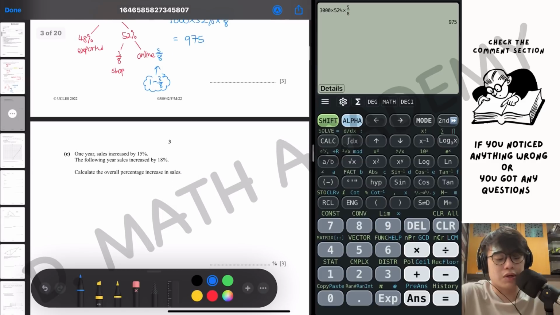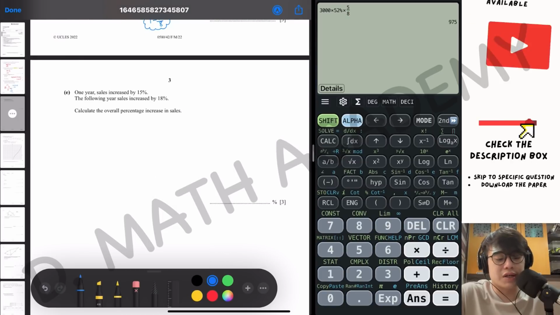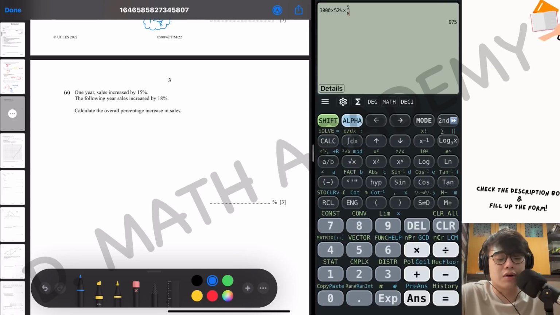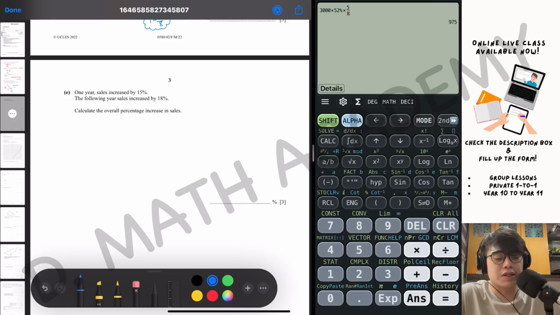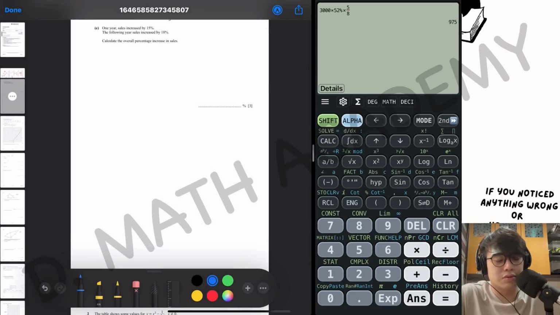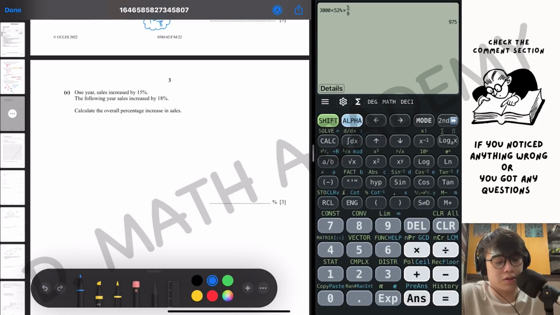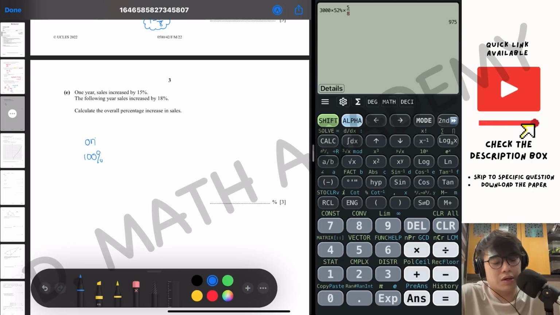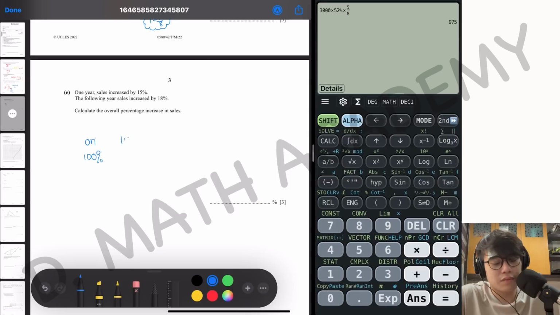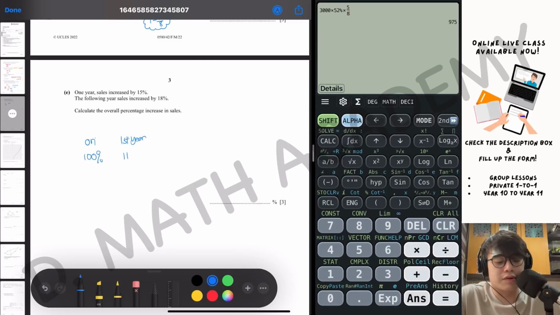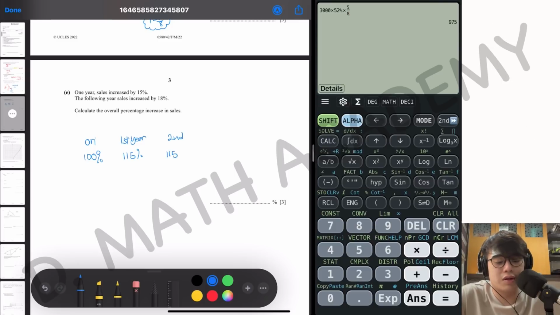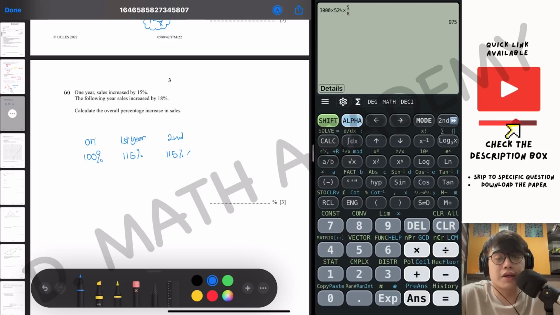Moving on to the last part, in 1 year sales increased by 15% and then the following year increased by 18%. Find the overall percentage increase in sales. So kindly take note, this is the original. Original was 100%. Then this is the first year, it now becomes 115%. And then in the second year, from 115, it increased by another 18%.